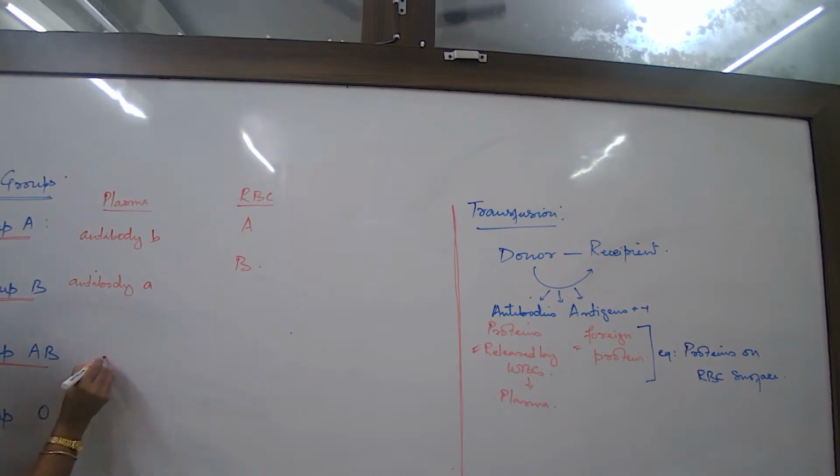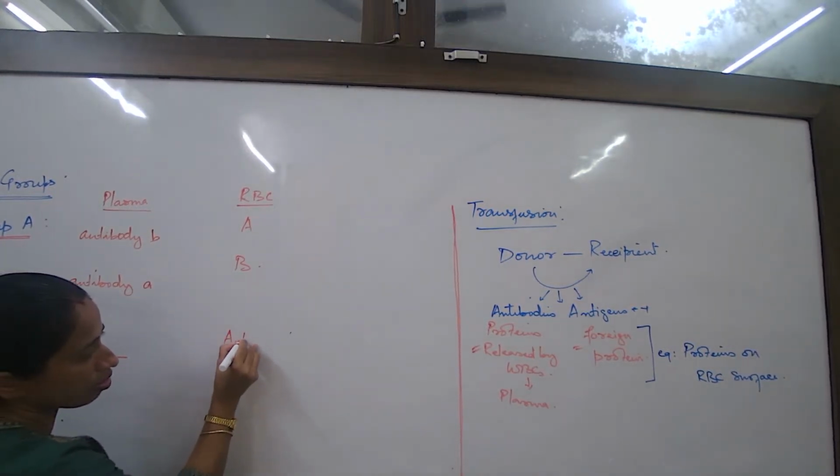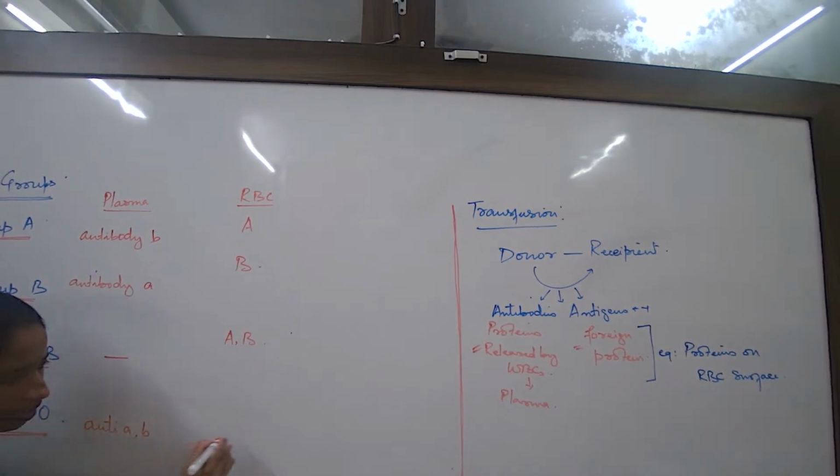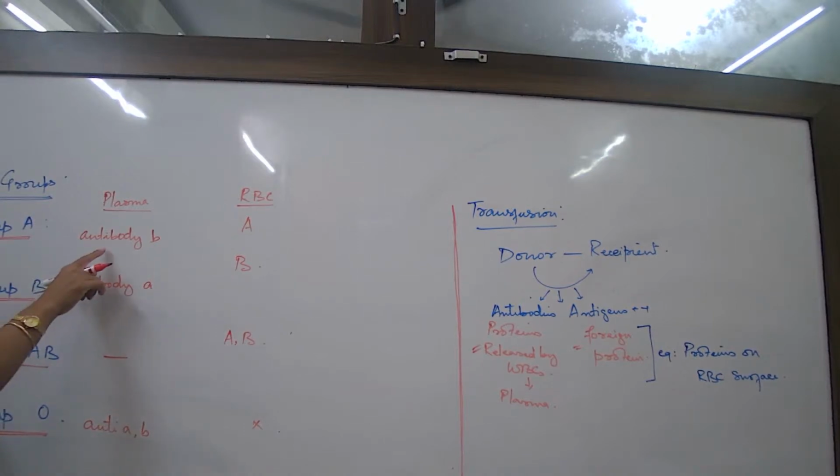AB में कोई भी antibody नहीं होगा, and they will have antigen A also and B also. What about group O? They will have both anti-A and B, and they will not have any antigens. Now, just these four things you try to understand first. अगर ये clear है, then the process of transfusion would be very easy with the logical explanation, because you are getting questions that way.